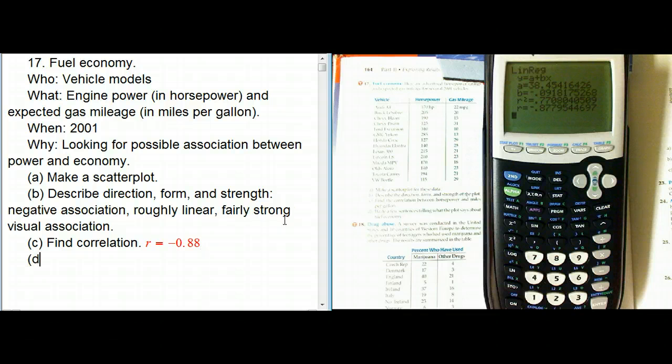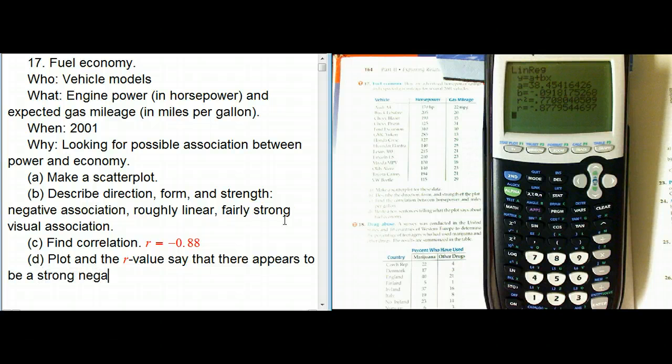And then D, let's just summarize. What does the plot say about fuel economy? Okay, so the plot and the R value say that there appears to be a fairly strong, well, we can say strong, the minus 0.8 is pretty strong, a strong negative linear correlation between power and fuel economy. The bigger the engine, the less fuel economy it's going to get.